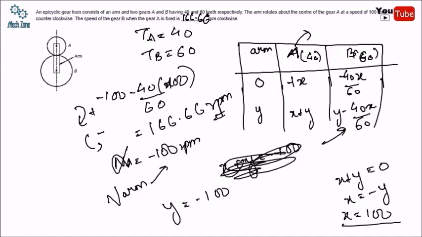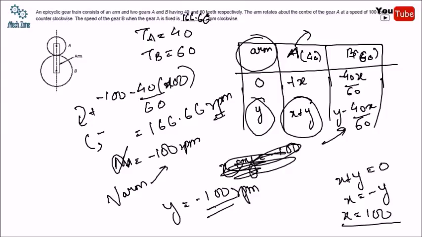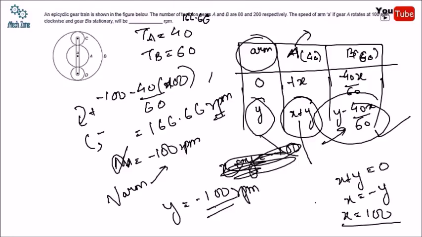So what did we do here? We simply have to prepare a table in which we write the conditions of arm, gear A and gear B, using the ratios of the number of teeth to write these values. Then we rotate the arm by plus y, so we add plus y everywhere. Since the arm is rotating anti-clockwise at 100, we took y equal to minus 100 rpm. Then we said A is fixed, so x plus y would be 0 because its rpm is 0. After that we have to evaluate the rpm for B, so from here we evaluated the values of x and y, and putting them in, we found the rpm of B, and it is coming out to be 166.66 rpm.